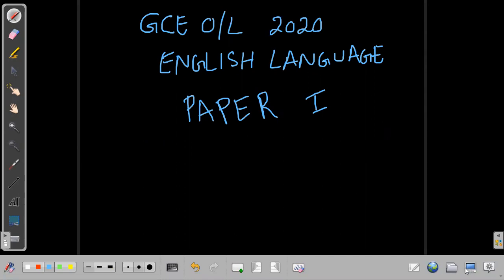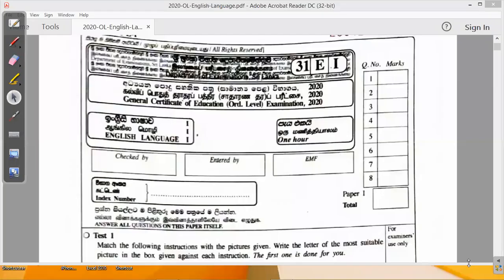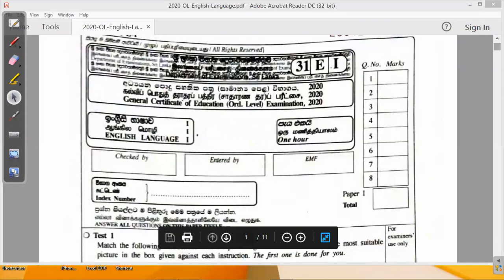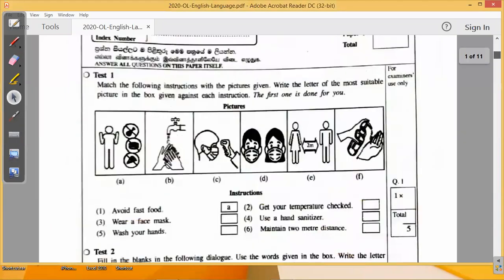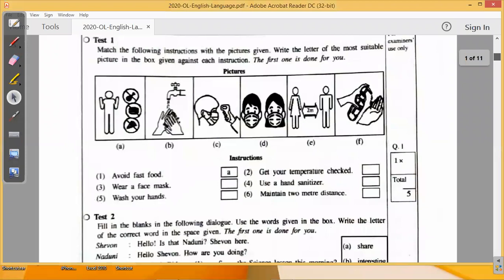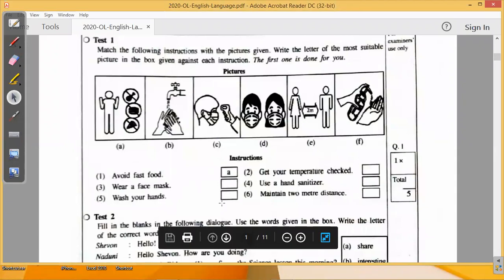I'm gonna change the screen by taking you to the original examination paper where we can check what sort of questions being tested, right? Okay, so now you can see the very first question as per the question appearing on your desktop. Test 1, match the following instructions, right?